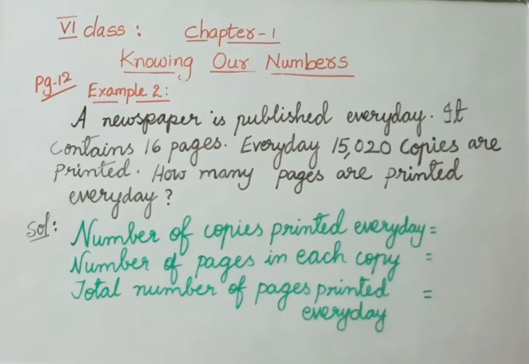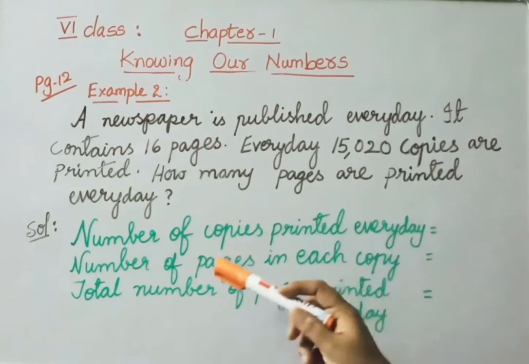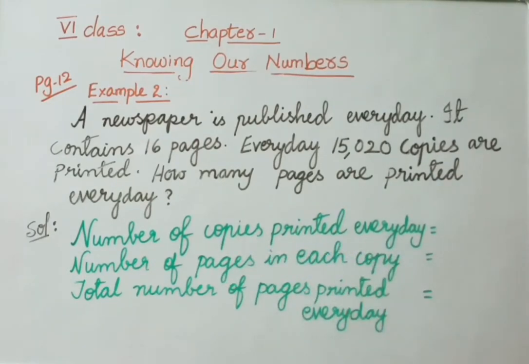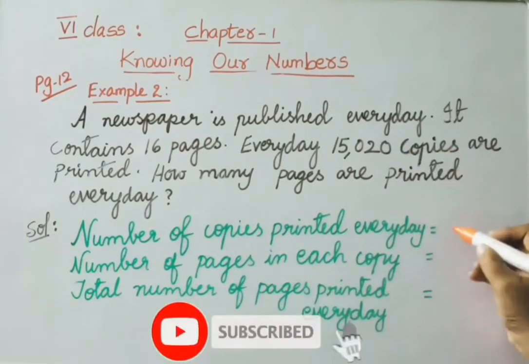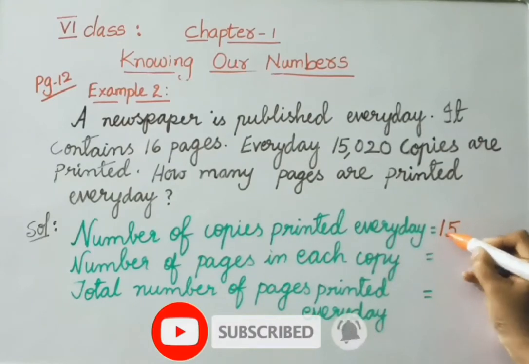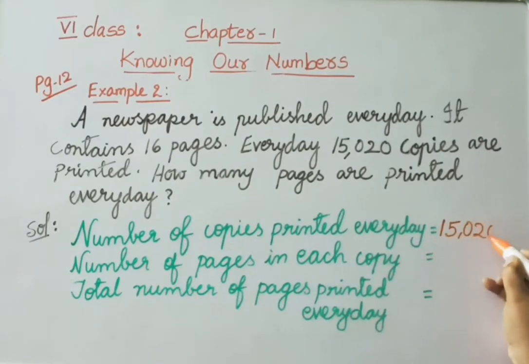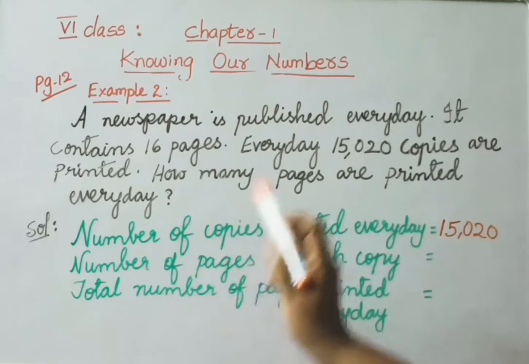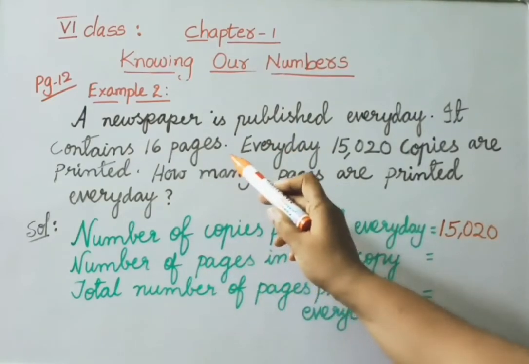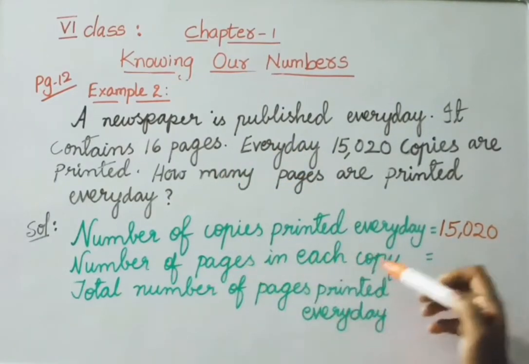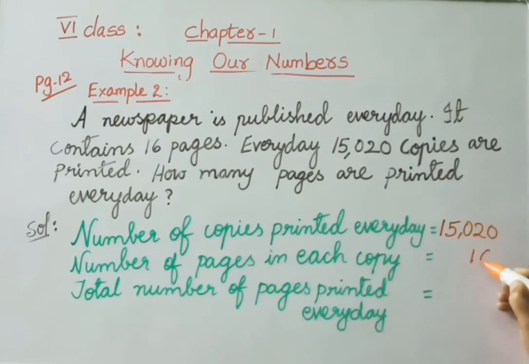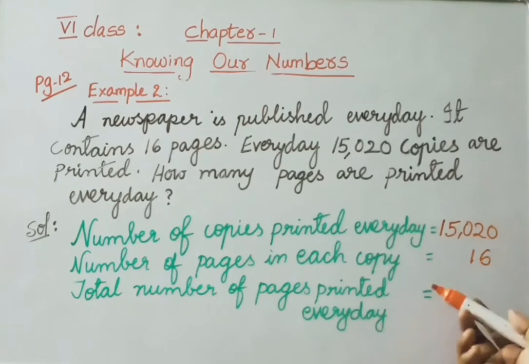So what we have to do in this sum is multiply them. The number of copies printed every day is 15,020. The number of pages in each copy is 16. Now what we have to do? To find the total number of pages that are going to print every day, we need to multiply these two numbers. So let us multiply them.